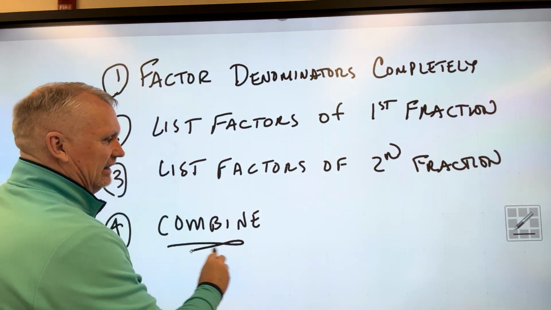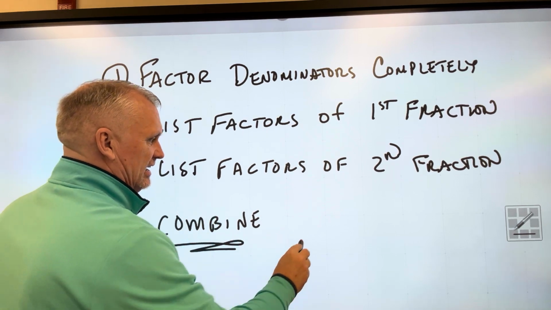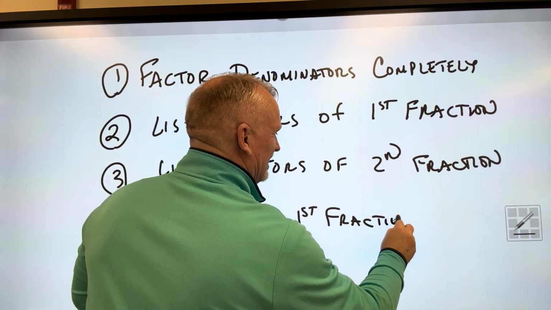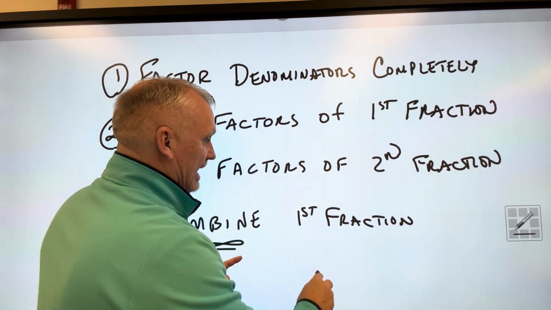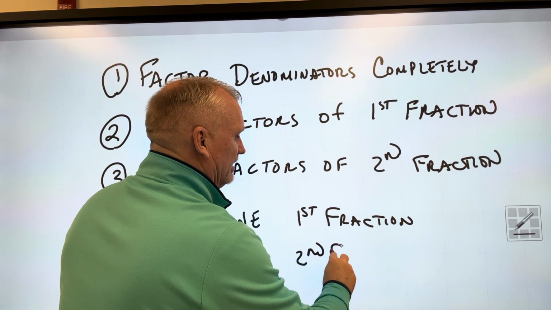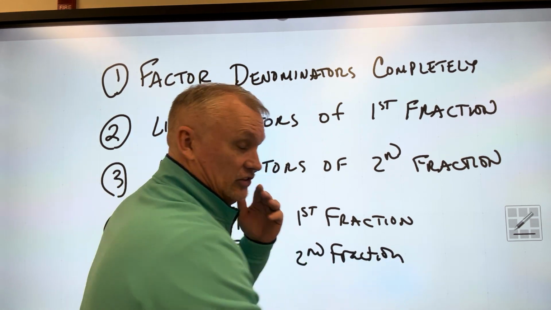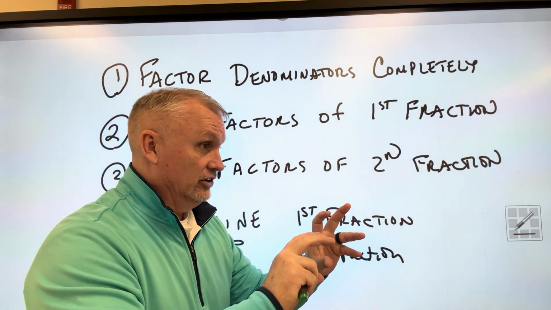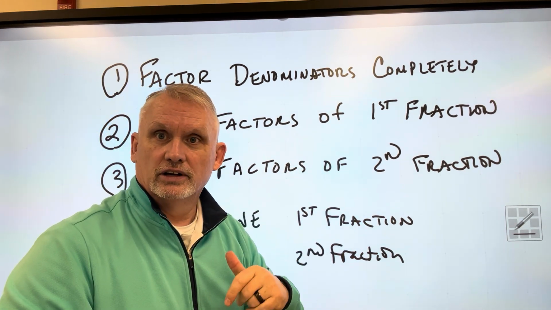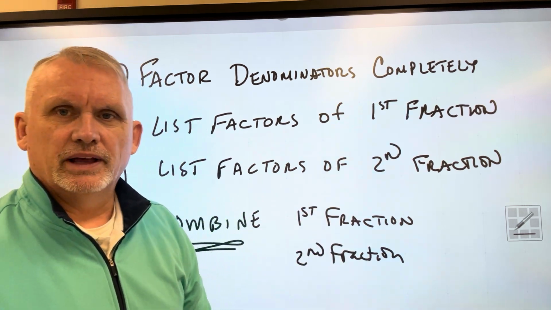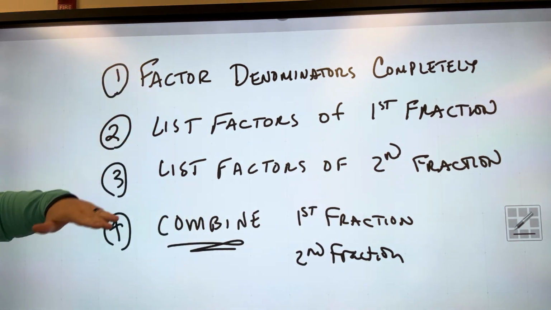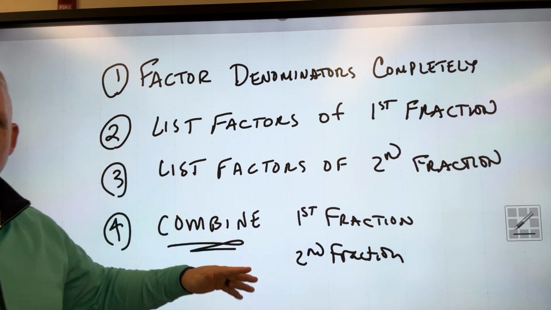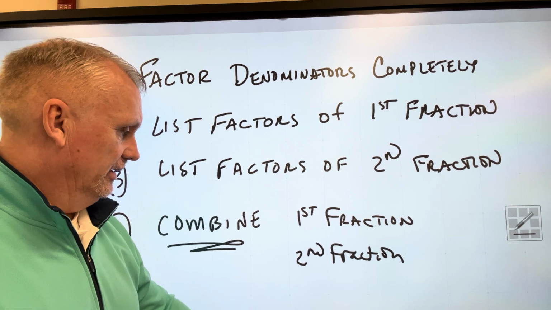You're going to combine it by doing this. You're going to take the first fraction and list its factors. And then, just talking about the denominators, you're going to take the second fraction's denominator and pull out whatever's not included in the first one. Again, I'll explain it. So, factor them, list the factors of the first, list the factors of the second, combine, and I'll show you how we're going to do the combination.